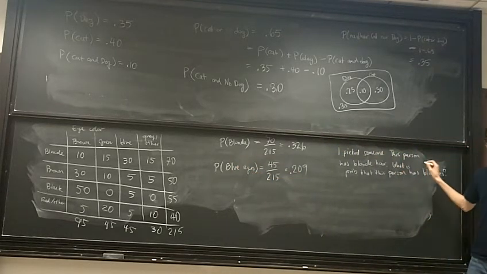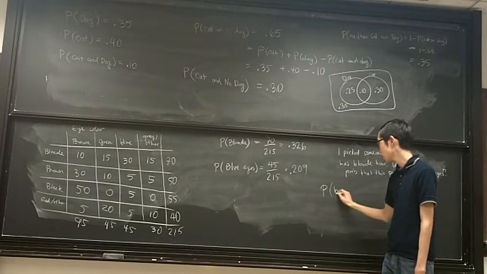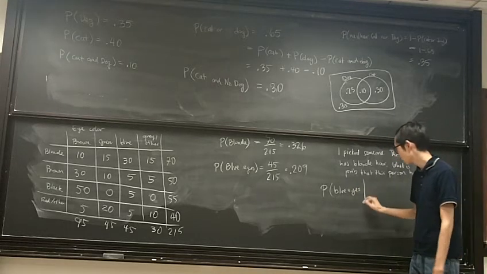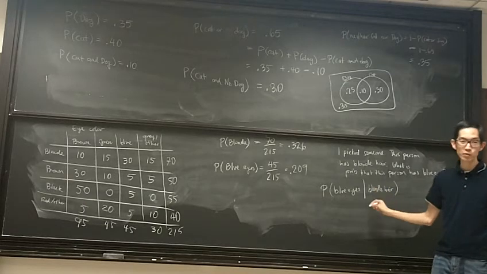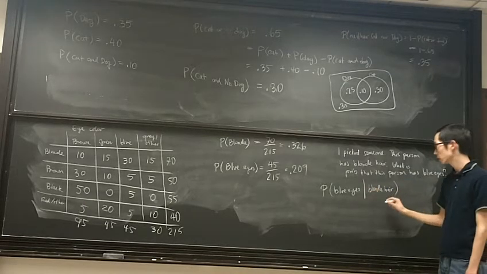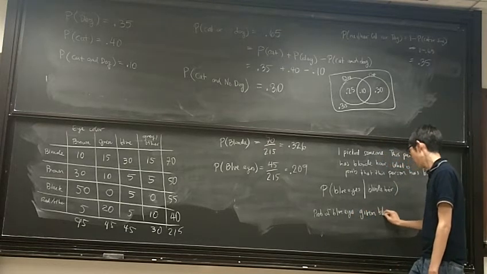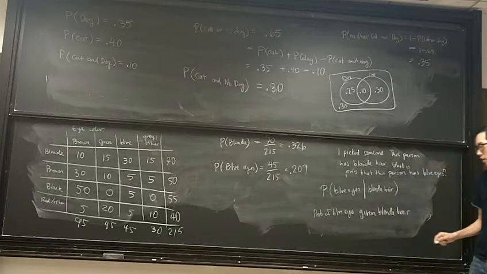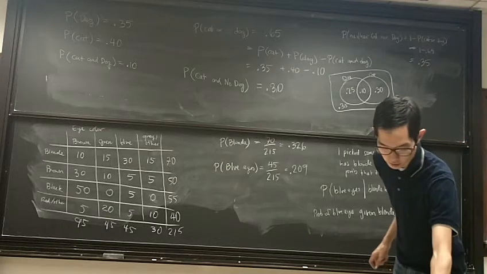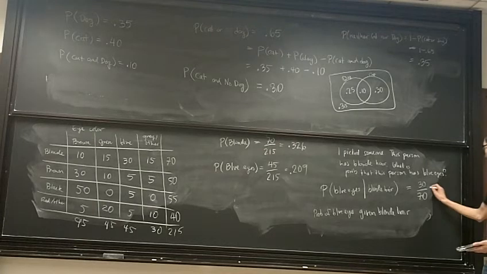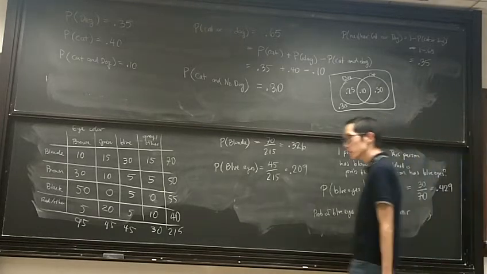So in order to say the same thing here, I pick someone at random and this person has blonde hair, what's the probability that this person has blue eyes? To write that, I'm going to write probability. What is the probability that someone has blue eyes? Okay. Given, or if we know, the person has blonde hair. Okay, so we have a vertical bar, and this is read: what's the probability of blue eyes given blonde hair? Okay, and the answer here is 30 over 70. And that is 0.429. Okay. So what does that tell us?